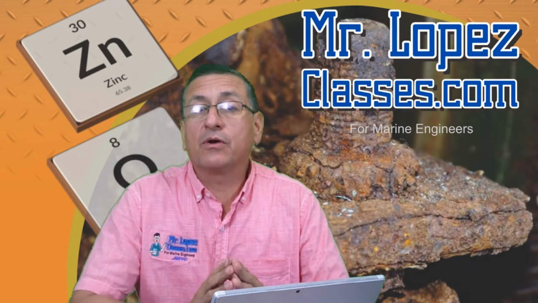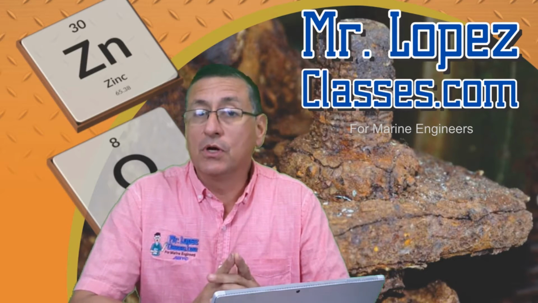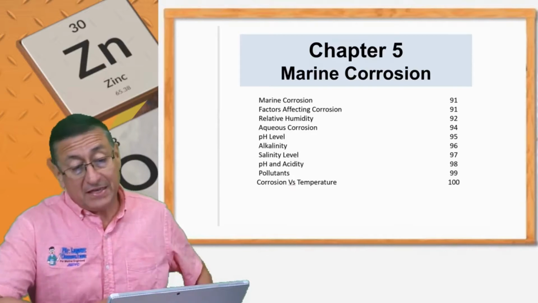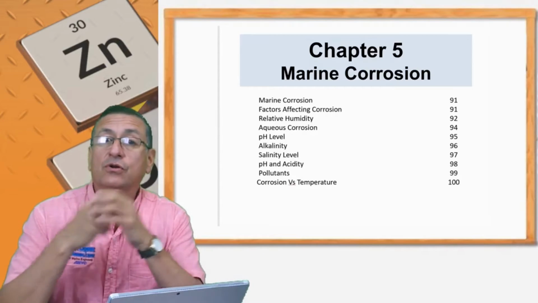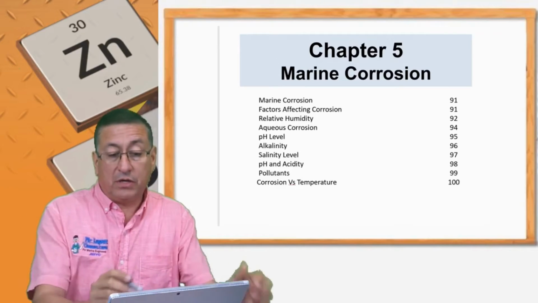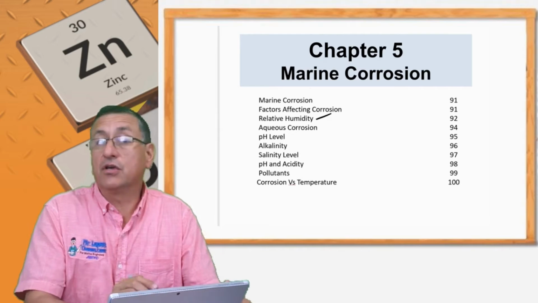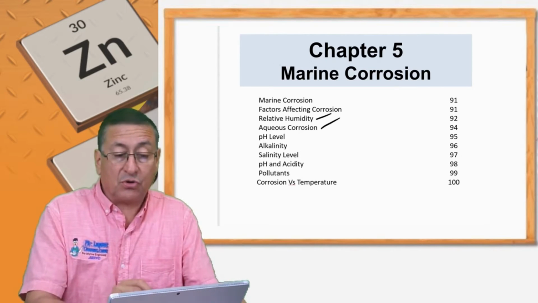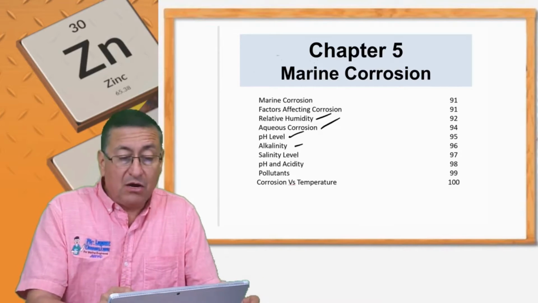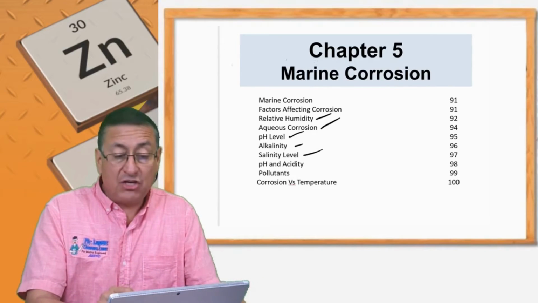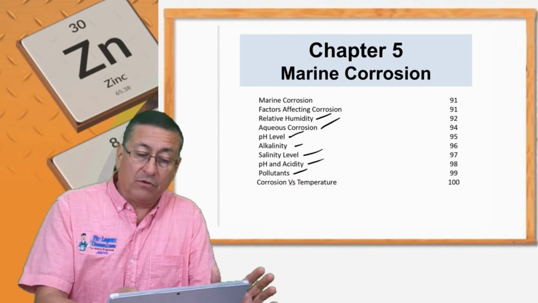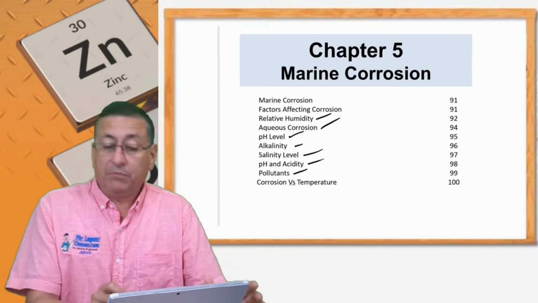In this episode we are going to continue with our book of marine corrosion. This is chapter 5. Chapter 5 is about marine corrosion and the factors that affect it. We are going to check the relative humidity, aqueous corrosion, the pH level, the alkalinity, the salinity of the seawater, the pH and the acidity, other pollutants, and the phenomenon of corrosion versus temperature.